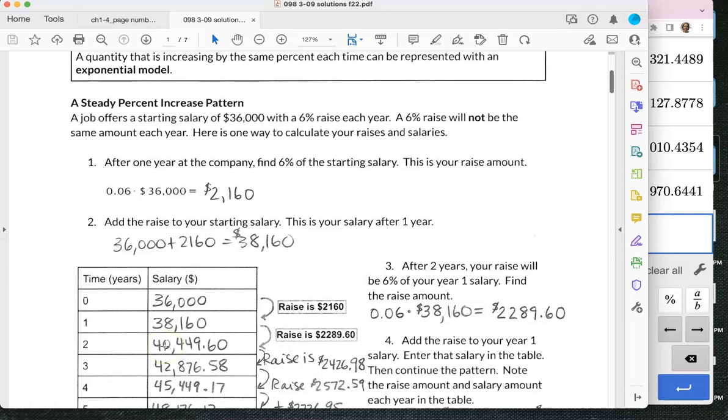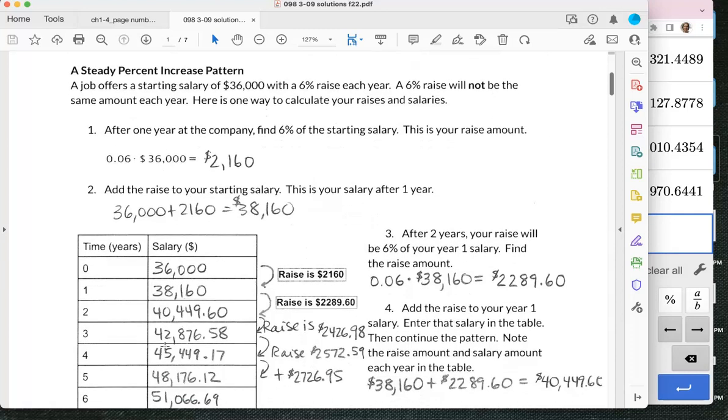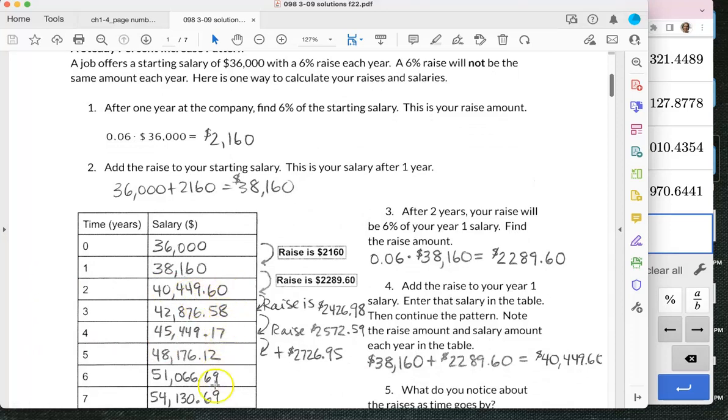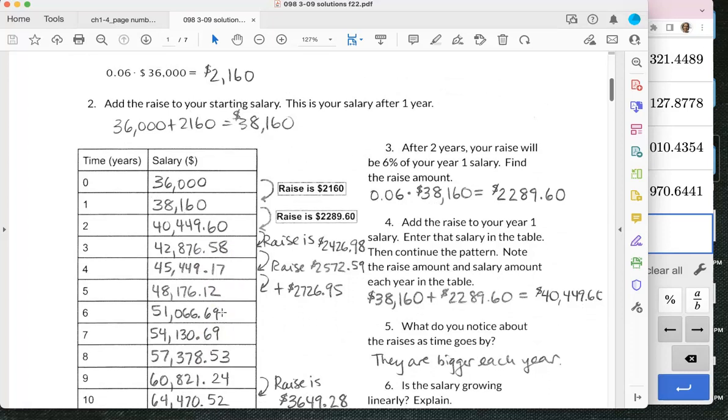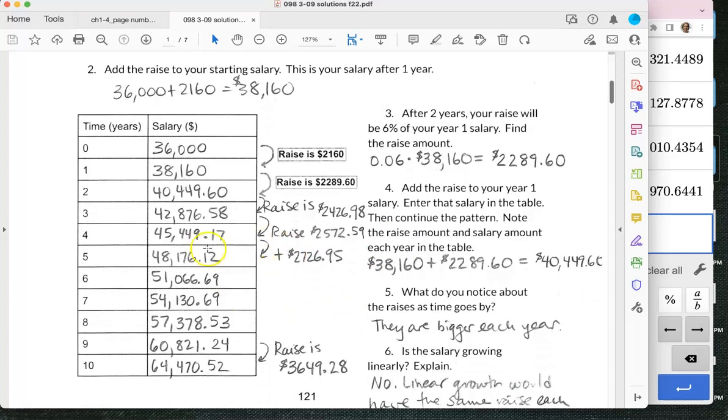And that's the pattern. So you should continue the pattern going down the table, keep finding the raise amount and adding it. And I recommend that you just record these salary figures to 2 decimal places since it's money. Take a little time to complete this and then compare your results to what I got. So it looks like this person at the end of year 10 will be making $64,000, which is close to double where they started.